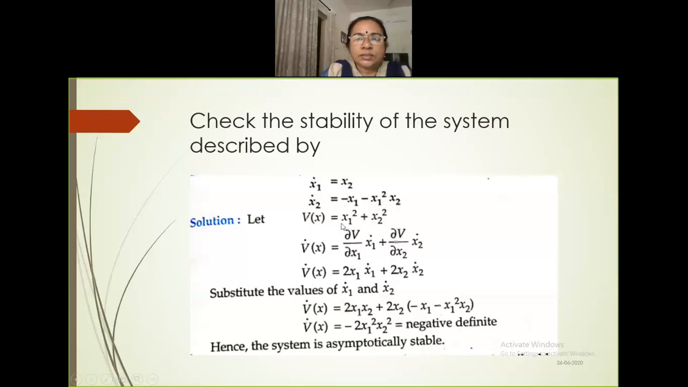You are assuming the energy function, then taking the derivative, substituting the value of x1 dash, x2 dash, and finding whether it is negative definite or not. Okay.